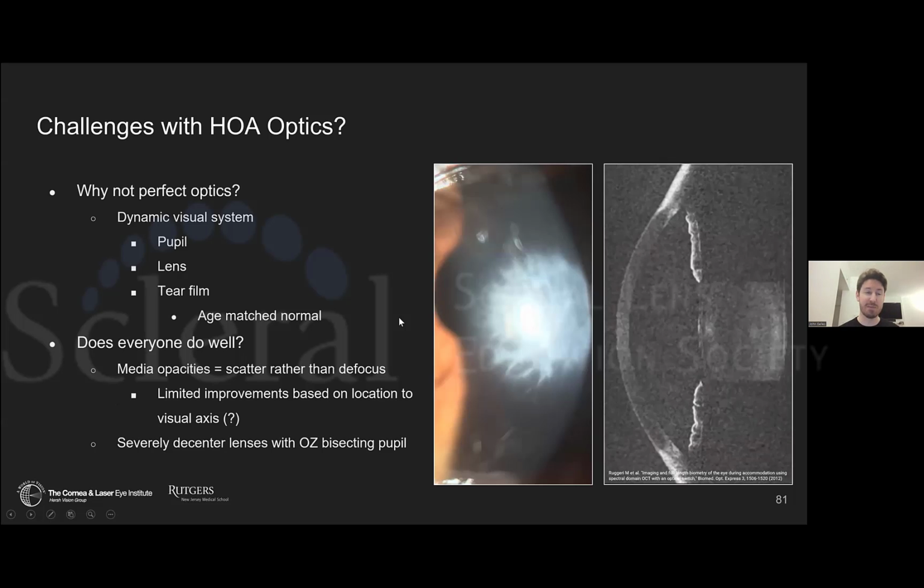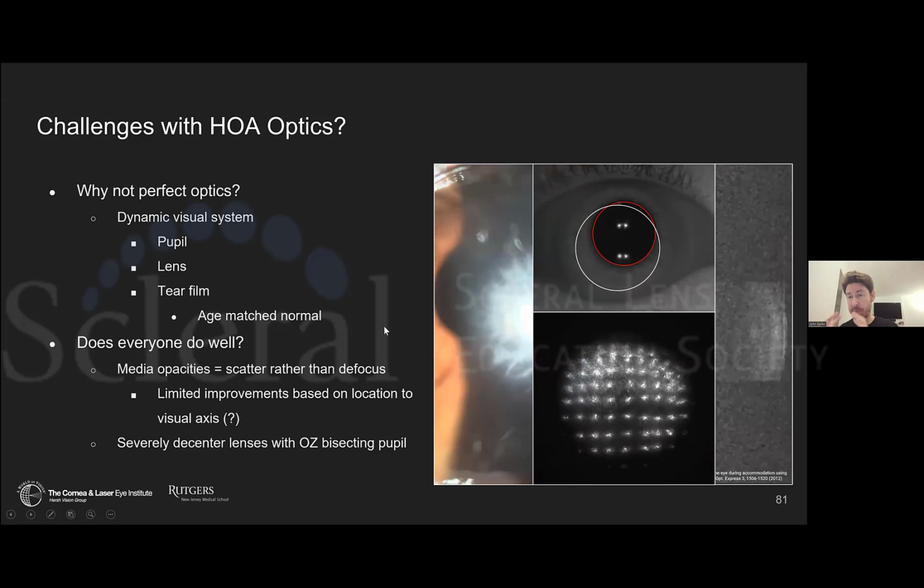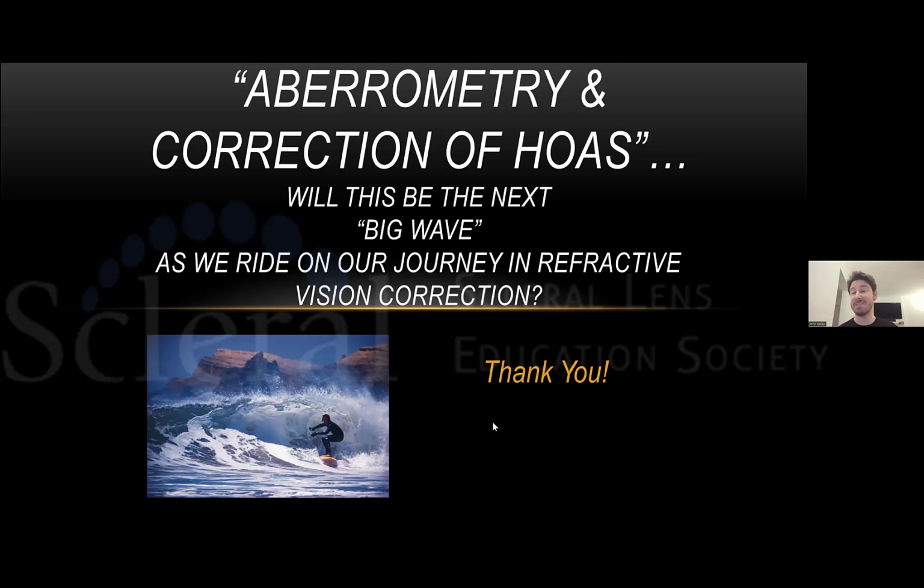Another challenge is, why aren't we getting perfect optics? Well, it's a dynamic visual system, right? We have the tear film, we have the lens, we have the pupil. All of these are changing when we're doing these sorts of things. So yes, sure, we can get a great measurement in a period of time, but we may not capture the variability that's there. The other question is, does everybody do well? Well, if we have media opacities, we may get some scatter. And if we get a decentered optic, we may get bisecting of that visual axis, and that will cause some issues.